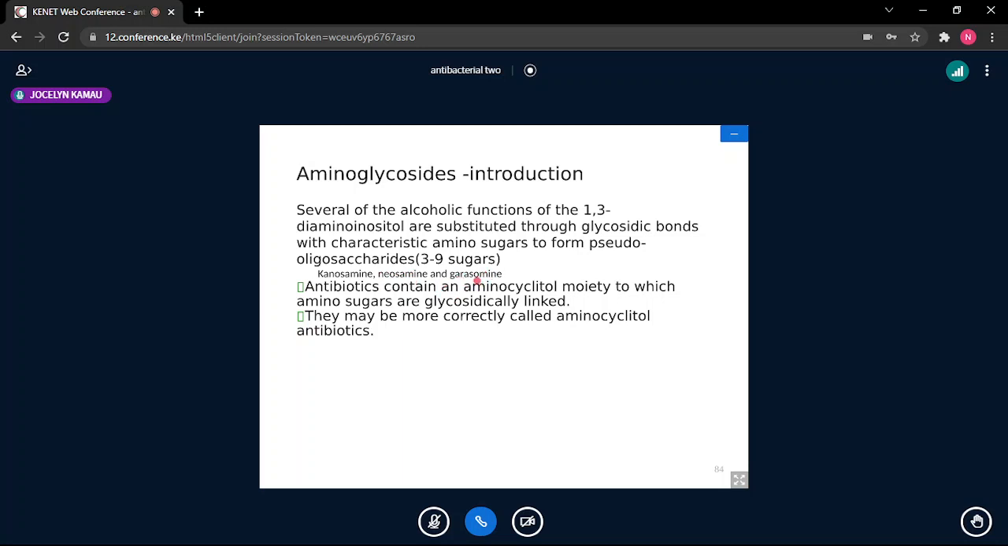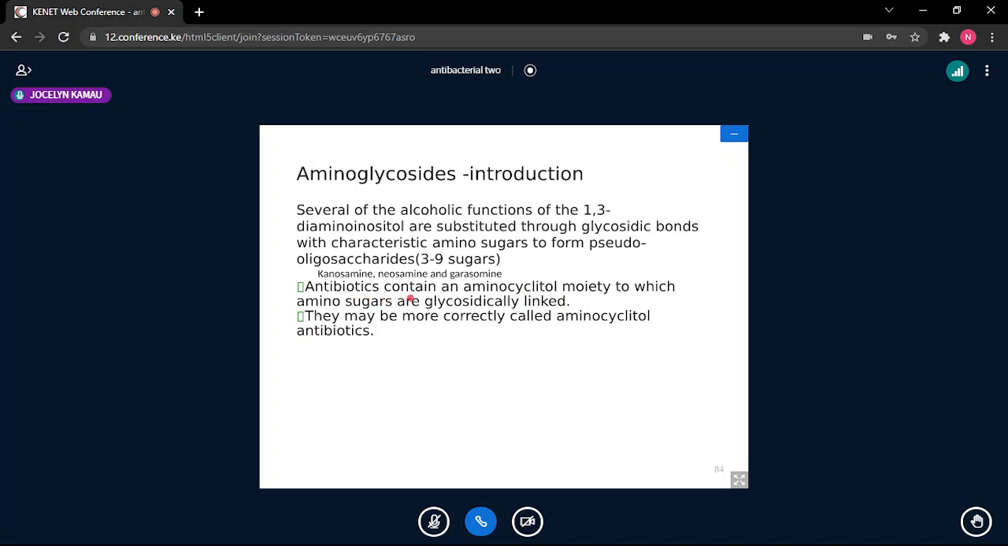So we are saying there are those specific amino sugars glycosidically linked to the inositols, and they can be one. We have seen they can be a maximum of 3. So we can say the aminoglycosides are antibiotics that contain an aminocyclitol. We have already explained what aminocyclitol is, to which amino sugars are glycosidically linked. So I hope now that is very clear.